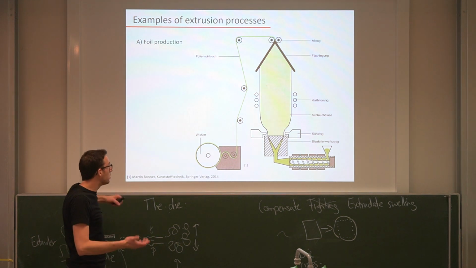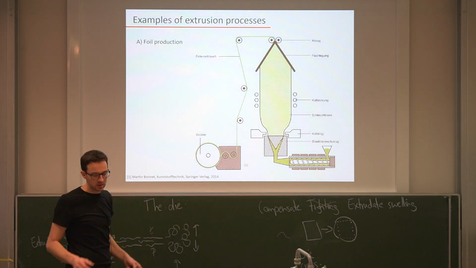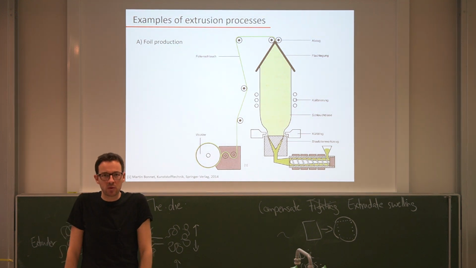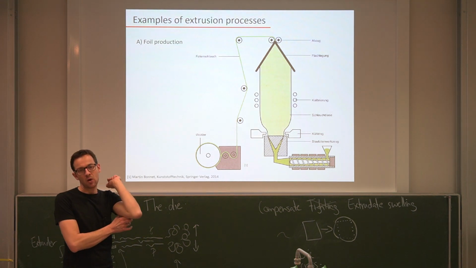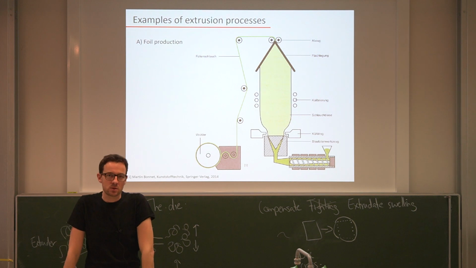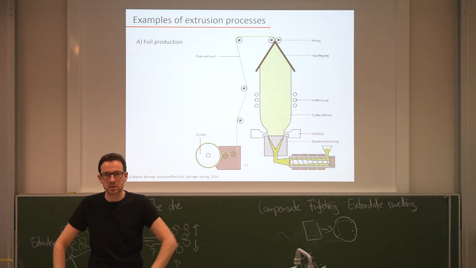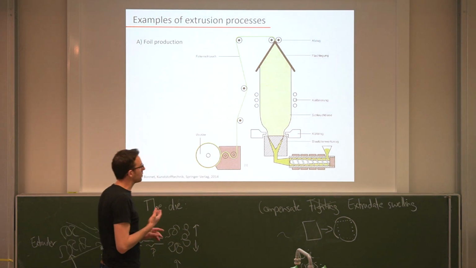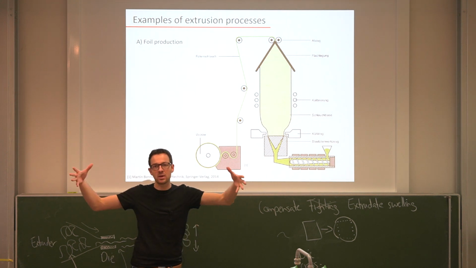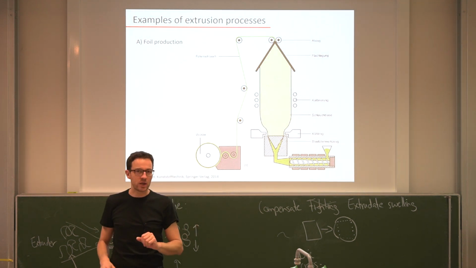And now I show you two typical processes. As I said, there's a lot of materials or a lot of shapes that can be produced, maybe two somewhat specialized ones. The first is how we can make foils. So foils will be either used as wrapping foils or as plastic bags if you then merge them together and so on. And in order to do this, we somewhat need to find a way on how we can expand the material as it comes out of the extruder.